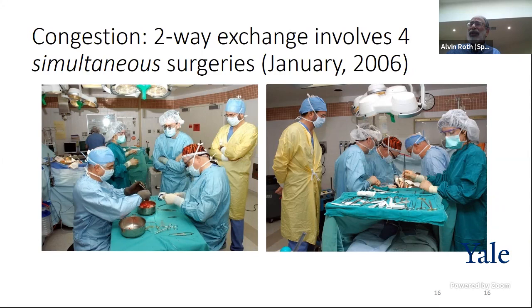But that means it's congested. It means that to do that simple exchange between just two pairs, you need four simultaneous operating rooms, two in Cincinnati and two in Toledo, four ready surgical teams, two for the nephrectomies and two for the transplants. That's a little hard to arrange.